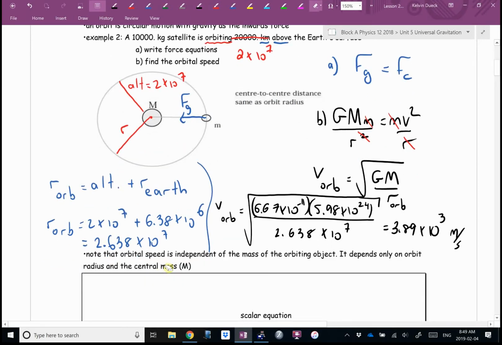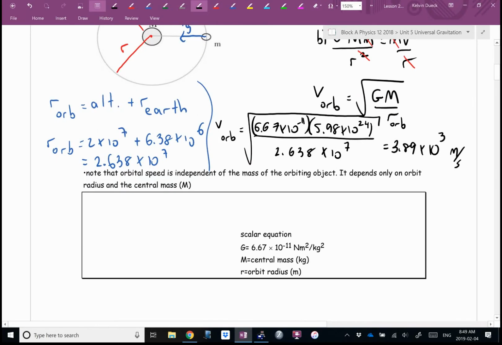So note that orbital speed doesn't depend on the mass of the orbiting object, the little m canceled. It only depends on orbital radius and central mass. I'll write this as an equation, V orb equals the square root of big G, big M over R orb. But I really derived it by saying gravity is what's pulling me in a circle, because that part I can remember.